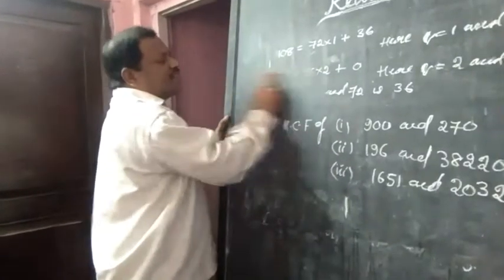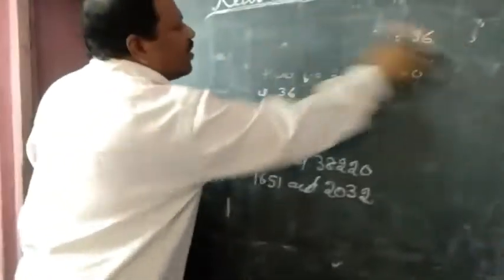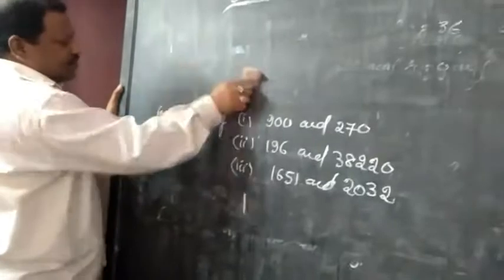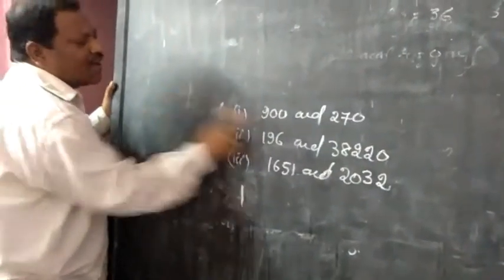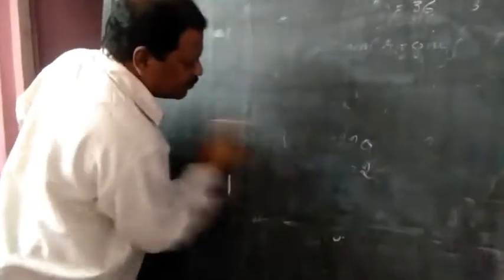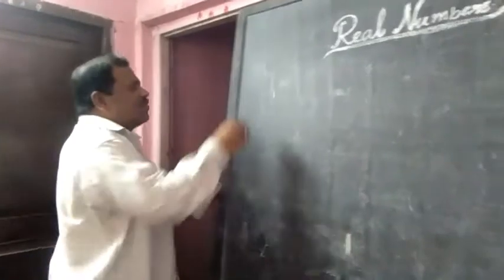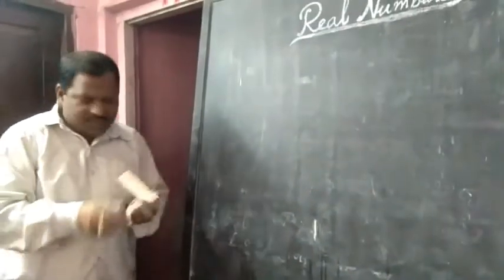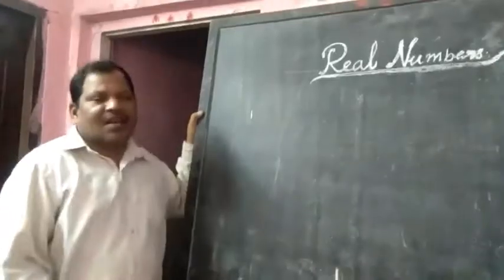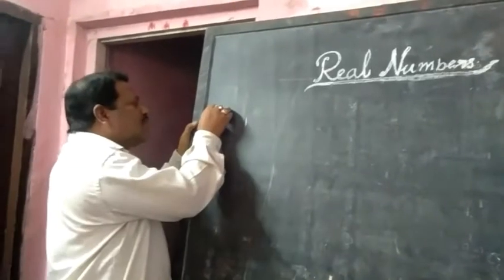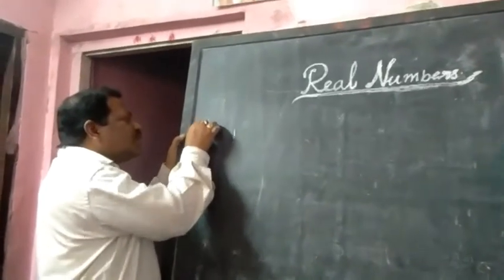Now in exercise number 1.1, the first sum and second sum I have to explain. What is the first sum? Second sum in the exercise number 1.1. Problem.